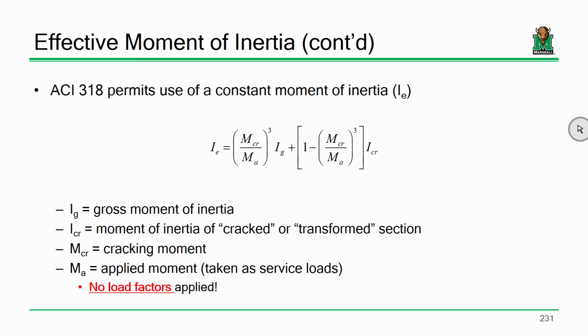And what I say about this applied moment, this M sub a, is you just add up your moments directly. You are not taking into account your load factors. This is not a check of the beam's safety. This is a check of the beam's serviceability. It's day-to-day performance. We're not checking safety here. That's what phi Mn greater than or equal to Mu is for. That's what phi Vn greater than or equal to Vu is for. It's not what this is for.